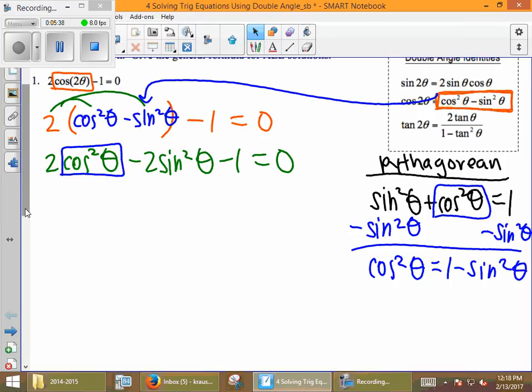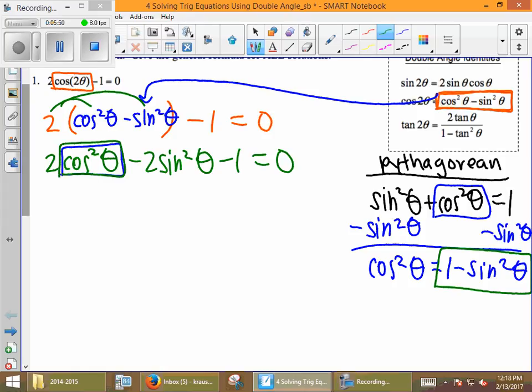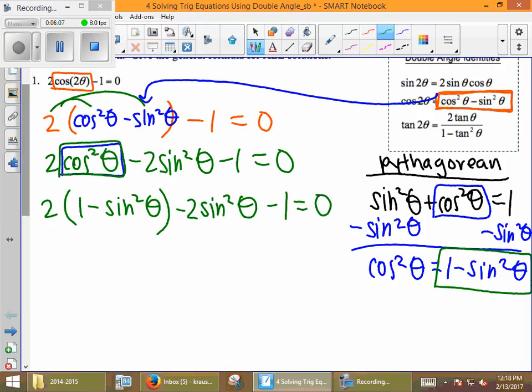I know I didn't give you enough space to write about this. So 1 minus sine squared is what we can plug in here. Again, we have another situation where we have a 2 in front. So it's going to be 2 times all this business, 1 minus sine squared. Then we have minus 2 sine squared theta minus 1 equals 0.